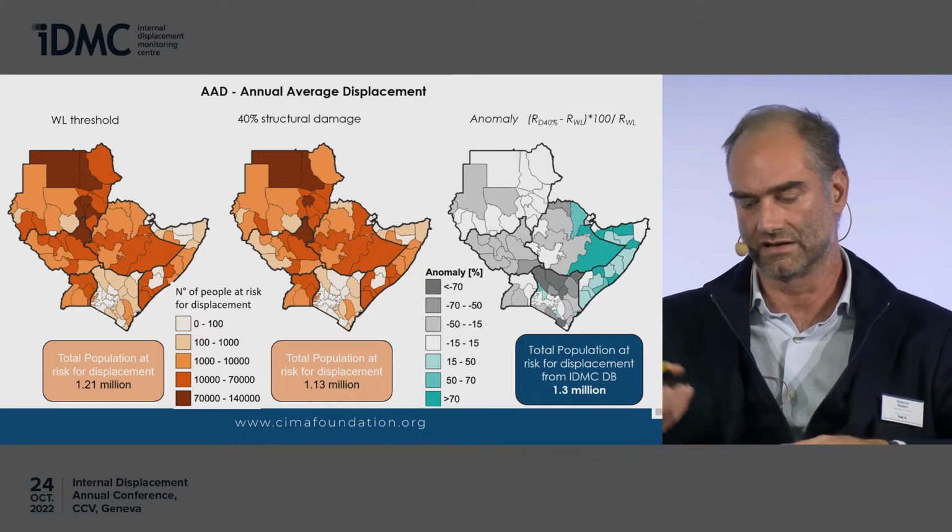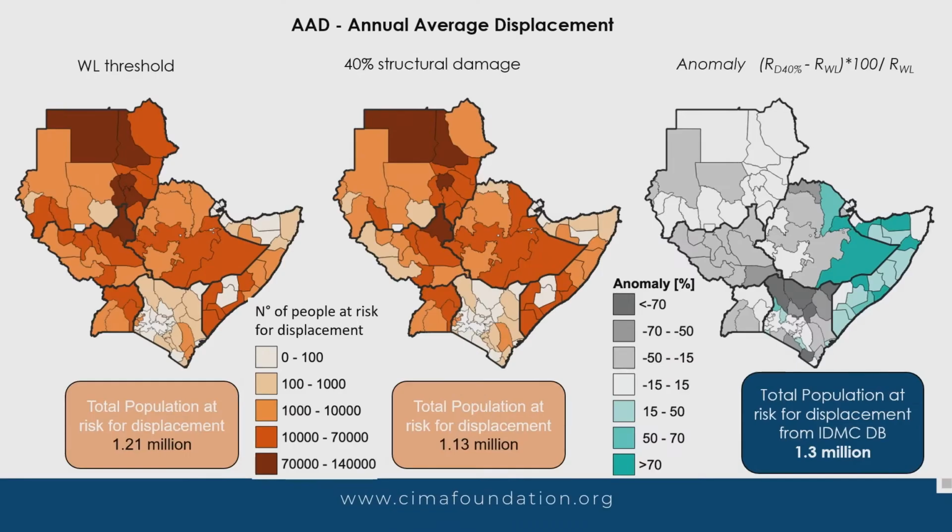Here is an experiment in the IGAD region, for a regional displacement risk profile. Here on the left-hand side you see the simple water level threshold, and instead a certain level of damage on the right-hand side. And on the right-hand side, in cyan color, you see the anomaly. So you see, in terms of the overall number of displacement, it's not a big deal, okay? So it's within the uncertainty. But as far as the distribution is concerned, you can have very important distribution differences.